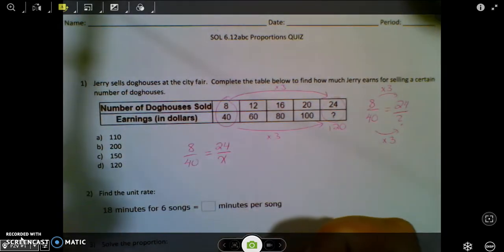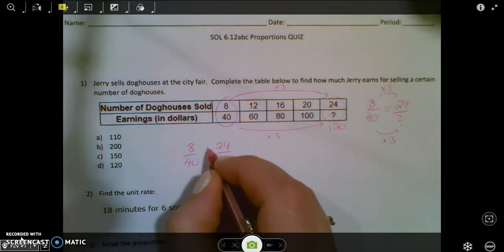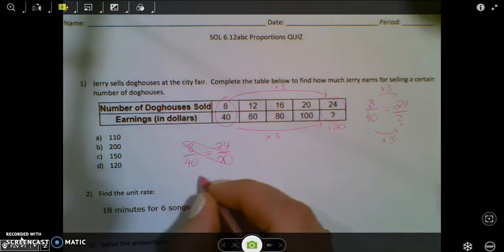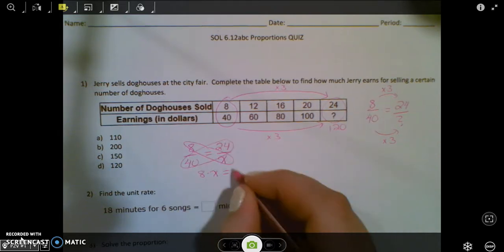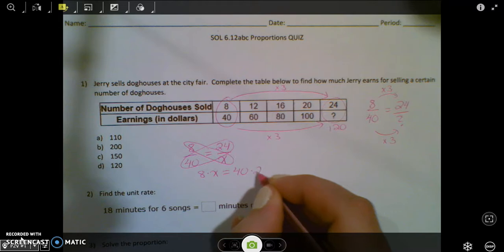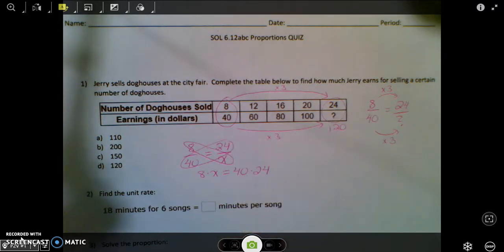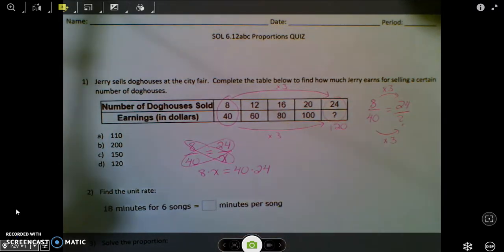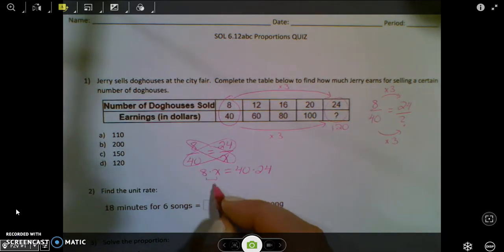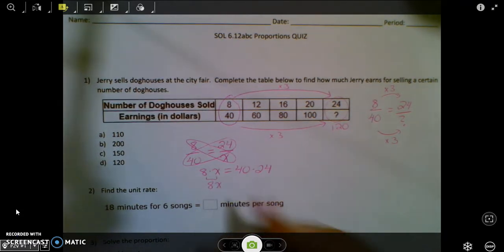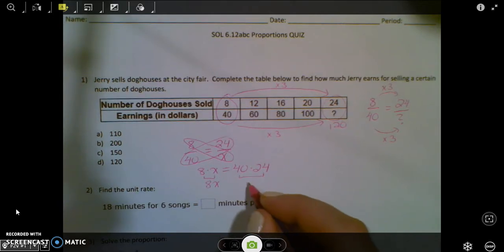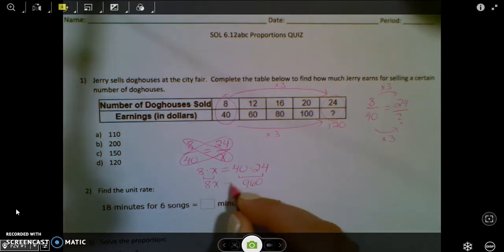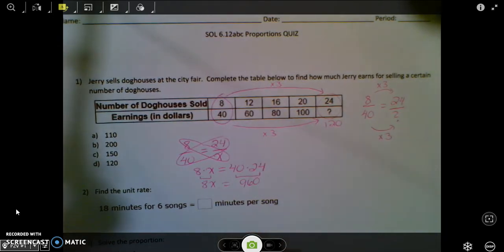At this point, I'm going to cross multiply and divide. So I'm going to cross multiply. I'm going to have 8 times X on the left side, and on the right side, I'm going to do 40 times 24. So 8 times X is simply 8X. Then I have 40 times 24. Go ahead and use your calculator. That would give you 960. So I have 8X is equal to 960.